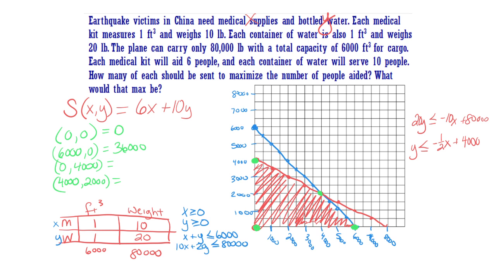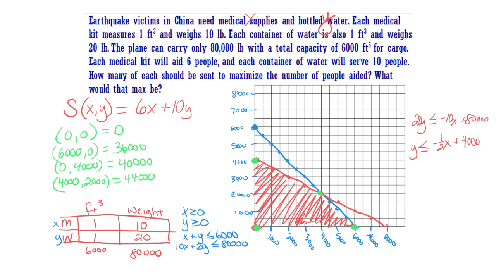Now I'm going to plug 0 in for x. That's going to be 0. And 4,000 times 10, that's going to be 40,000. And this one may be a little trickier. You can use a calculator, but I like to use mental math when I can. 4,000 goes right here. 6 times 4,000, that's 24,000 plus 20,000. That's 44,000. So since I am looking to maximize the number of people aided, I look for the maximum number. That's going to happen right here.